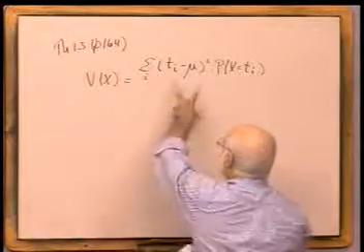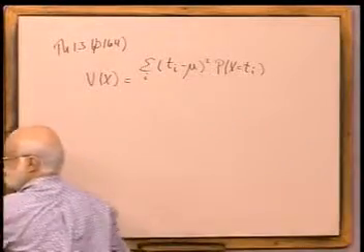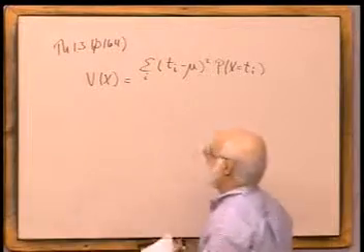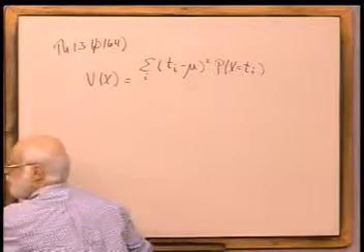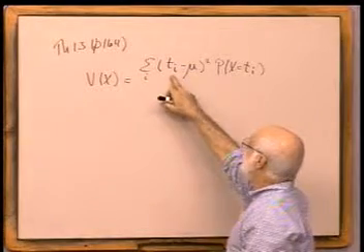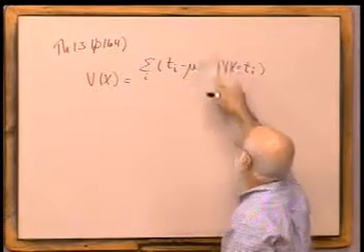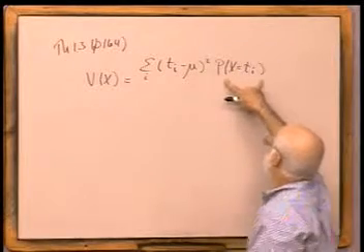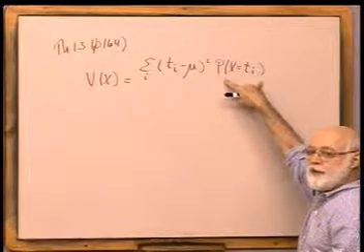So this formula is exactly this definition in the case in which x is discrete, because it's the average value of the stuff in parentheses. So the average value: take the values the random variable takes, subtract mu, square it, and weight those values by the probability that the random variable takes those values.